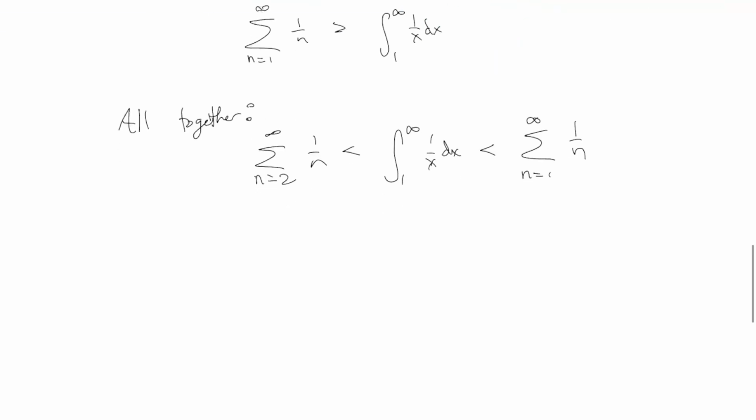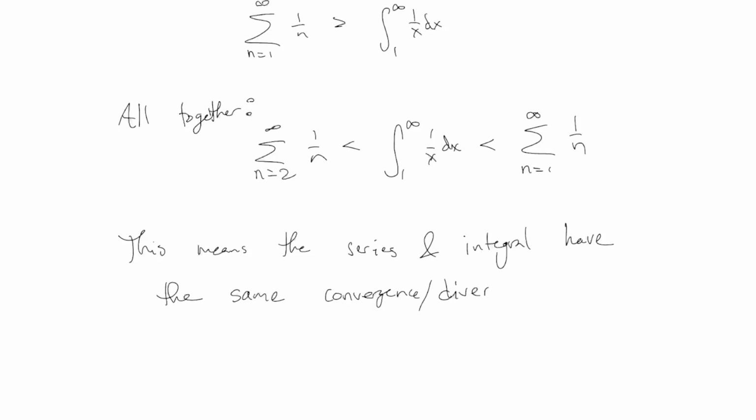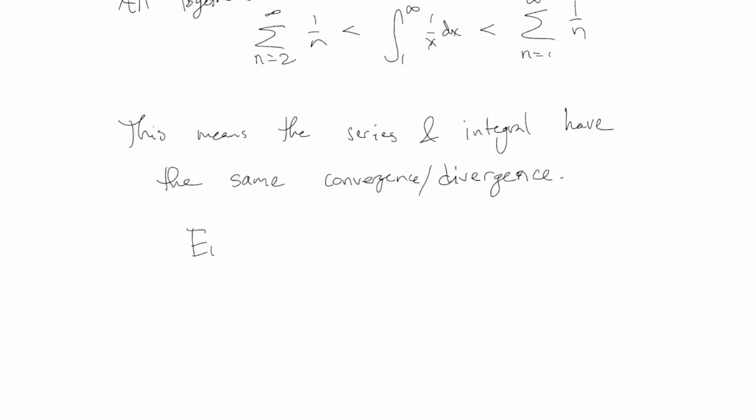And so the punchline here is, this means what I just said: if the series converges, the integral also converges, and if the series diverges, the integral also diverges. This means the series and integral have the same convergence or divergence. That is to say, either they both converge or they both diverge, right? You can't have one converge and the other diverge. Either they both converge or both diverge. All right.